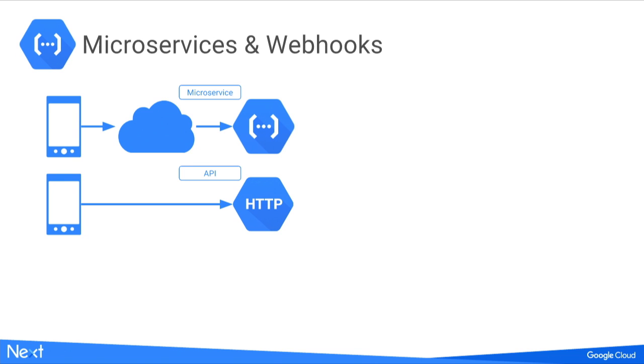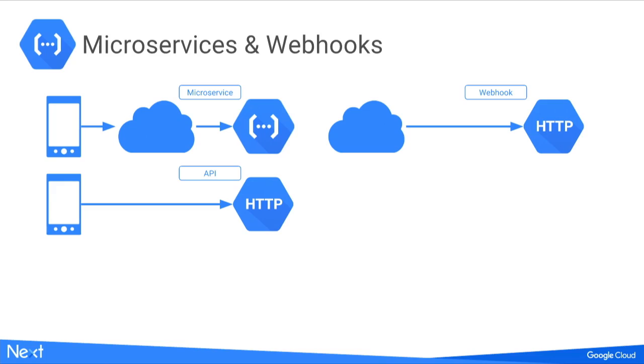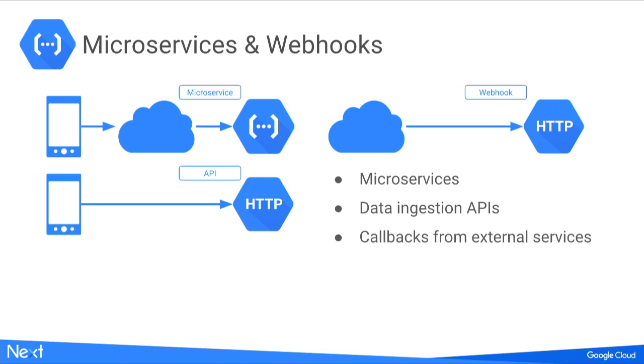Then there's an API, similar to a microservice, but it's where the client is calling the cloud function and treating it as an API in the same way that you would if you were to build a website with exposed endpoints. The mobile client is calling directly to the cloud function. Webhook, this is the example I gave before, where somebody like GitHub might be calling you back, or maybe you're sending an SMS using Twilio, and they're going to call you back with a webhook when it's done. So microservices, data ingestion APIs, and callbacks from external services.